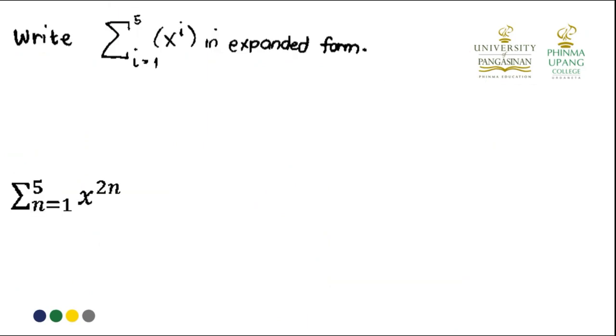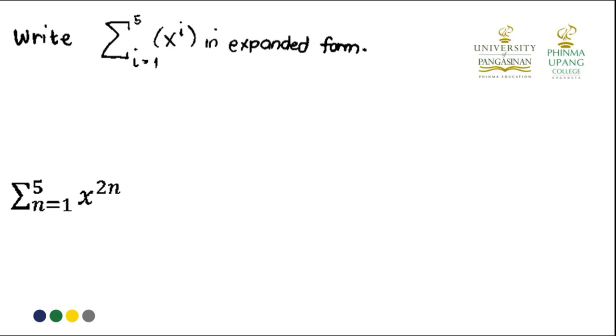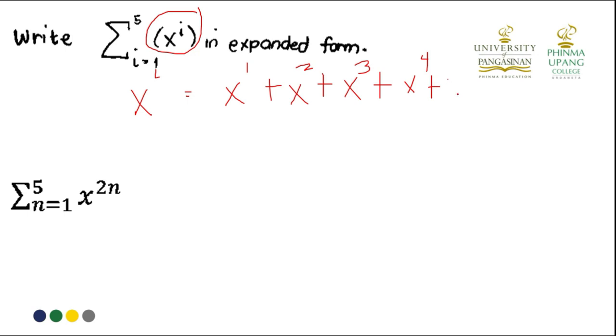Next, we're going to expand. What is the difference of the sum and expand? You're going to expand, you're not going to get the sum. Example here: write the expanded form of the summation of x raised to i, from 1 to 5. We're going to expand this one using this equation. X sub i, the answer here is x, or just simply remove the 1 because x has an imaginary exponent of 1. Then we have plus x squared, plus x cubed, plus x to the 4, plus x to the 5.